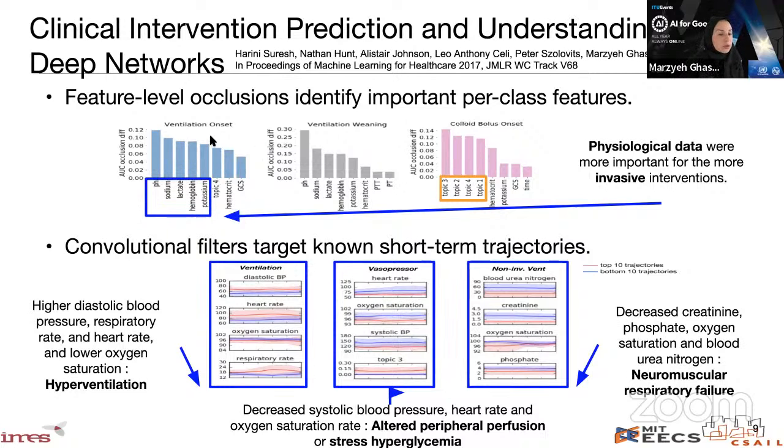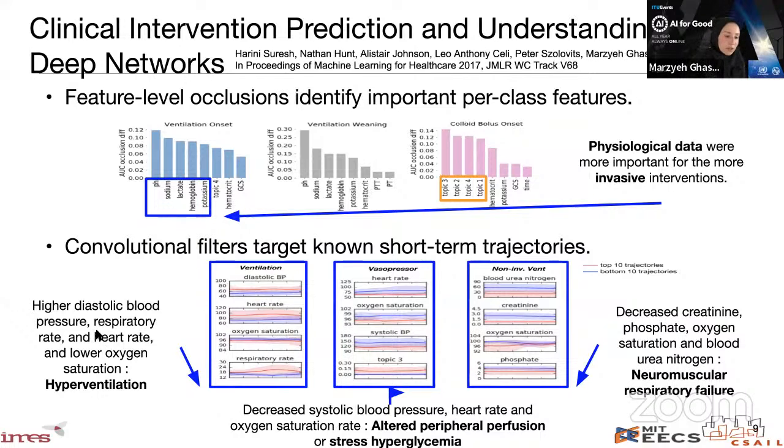Here we see that to predict ventilation, whether somebody needs to be invasively ventilated, it's really these physiological measurements that make the most sense. But if you want to predict the need for a fluid bolus, you really need to take the notes and turn them into topics, and that helps you more.